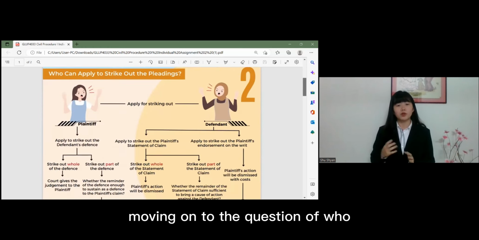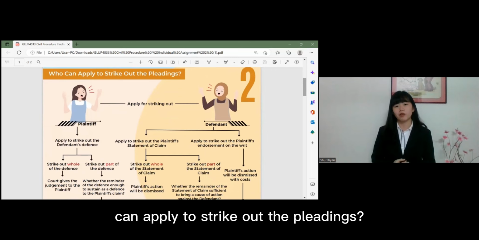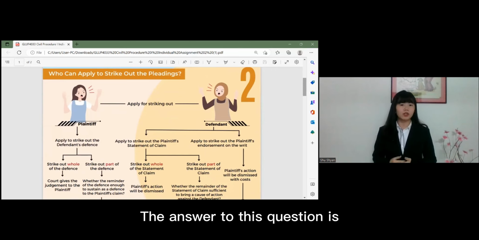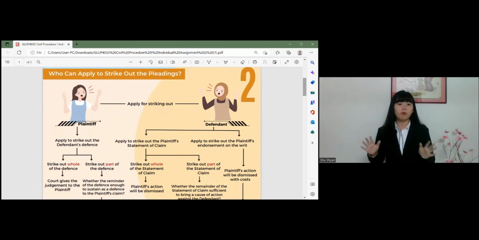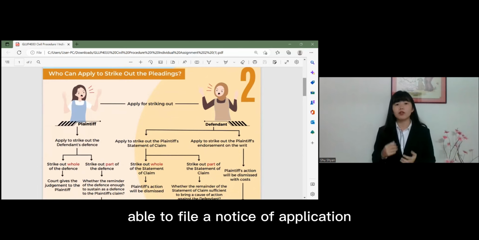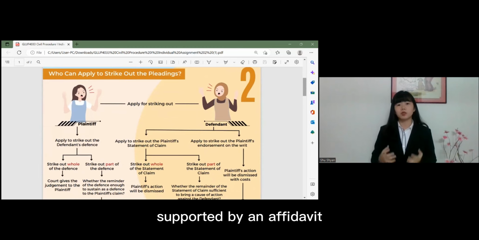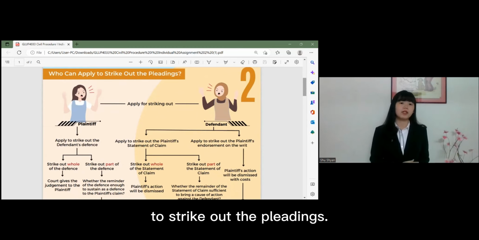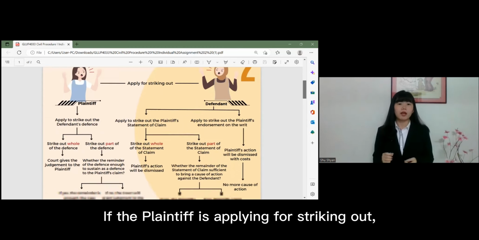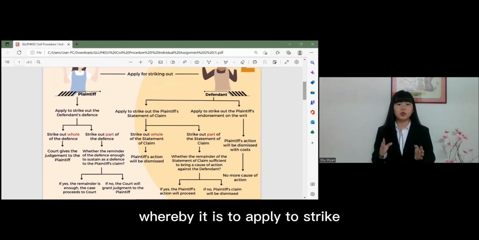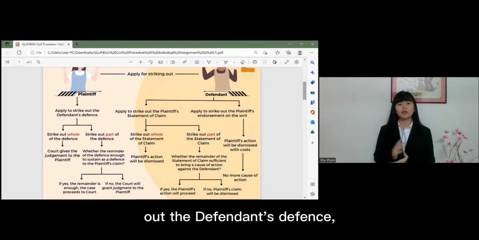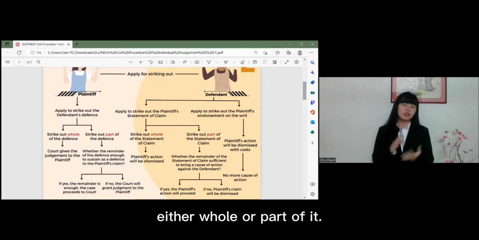Next, moving on to the question of who can apply to strike out the pleadings. The answer to this question is both parties to the proceedings. Either the plaintiff or respondent is able to file a notice of application supported by an affidavit to strike out the pleadings. If the plaintiff is applying for striking out, there is only one application, whereby it is to apply to strike out the defendant's defense, either whole or part of it.